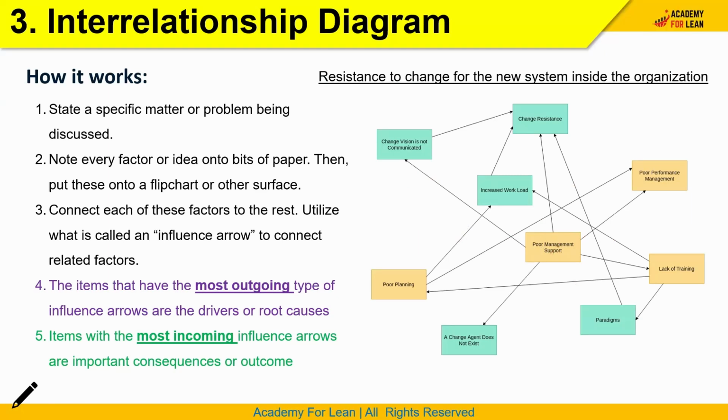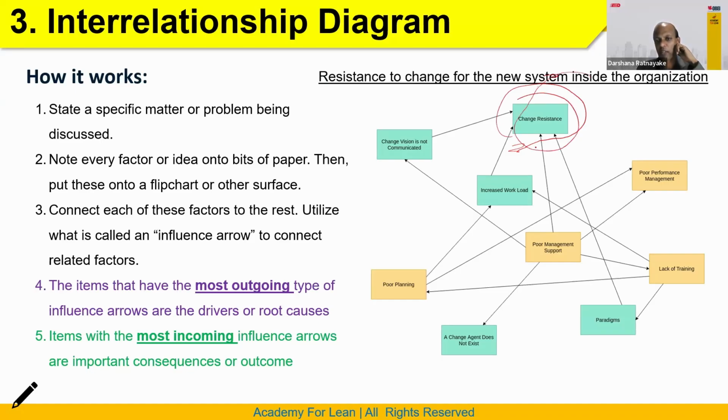Then the fifth one: this is the most outgoing one, we have to focus and solve this issue. After that, the most incoming one comes after we give the solution. Last is the most effect, the important consequence or outcome. Because of that, most effect comes for this problem.